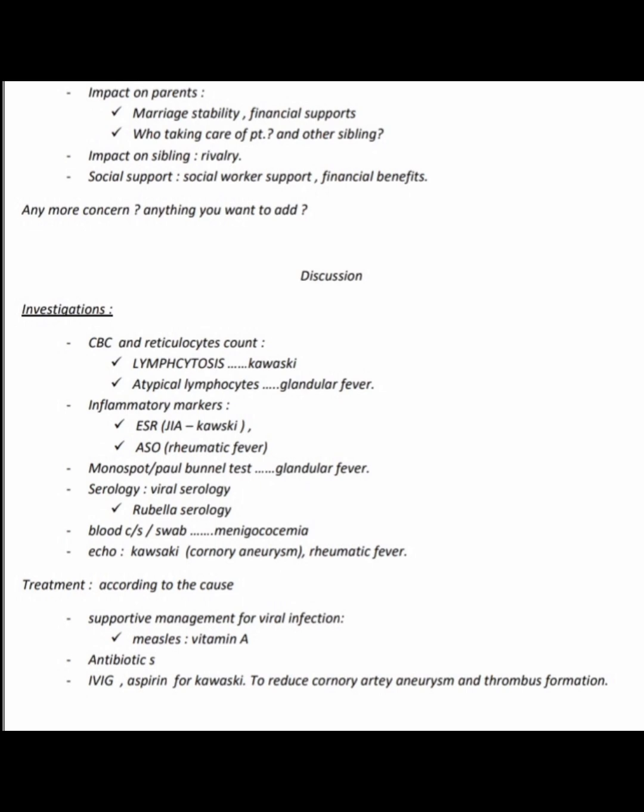Now treatment of fever with rash is according to the cause. Mainly we give supportive management for viral infections. Measles we give vitamin A. Antibiotics for bacterial causes. We give IV immunoglobulin and aspirin for Kawasaki disease to reduce the coronary artery aneurysm and thrombus formation. So this is all about the fever with rash presentation, history and discussion. Thank you.